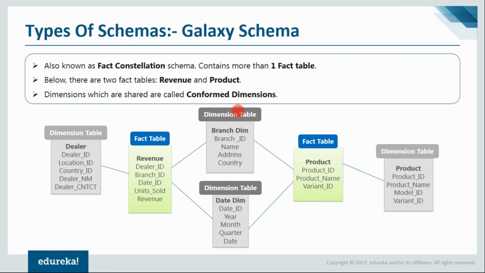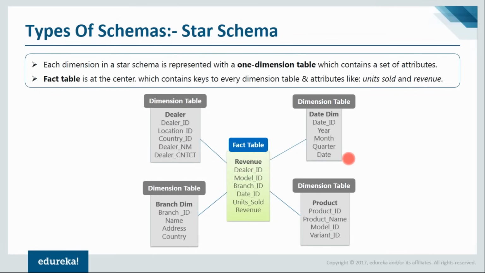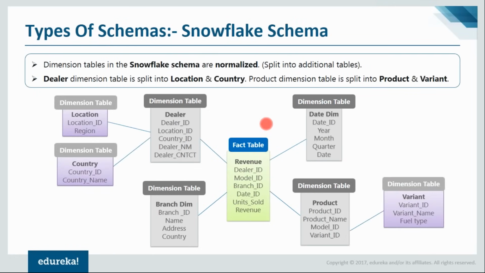And now we have one more type of schema called the Galaxy schema. It's also called the fact constellation schema. And the concept here is that the Galaxy schema contains more than one fact table. Now we saw star and Snowflake, right? There it had a single fact table, but the number of dimension tables was different. We had additional dimension tables which are normalized in the case of our Snowflake schema.